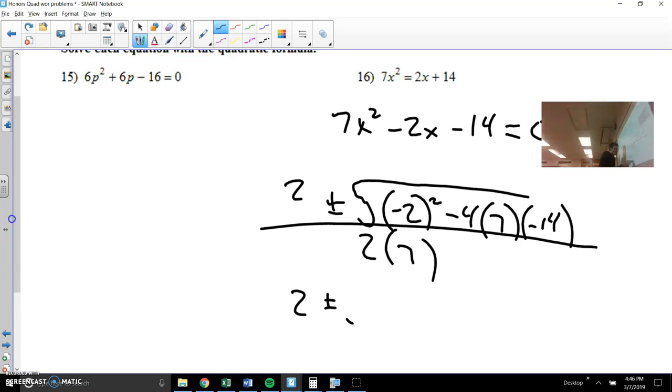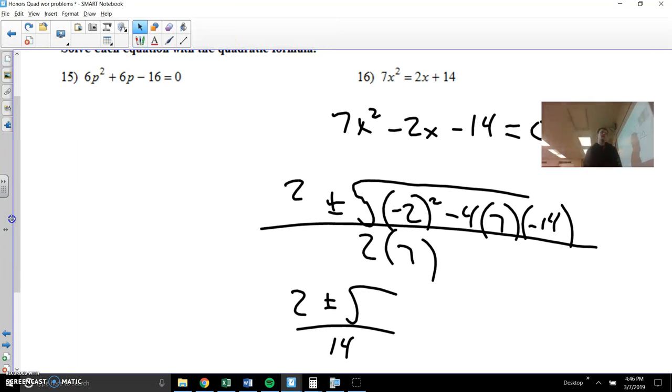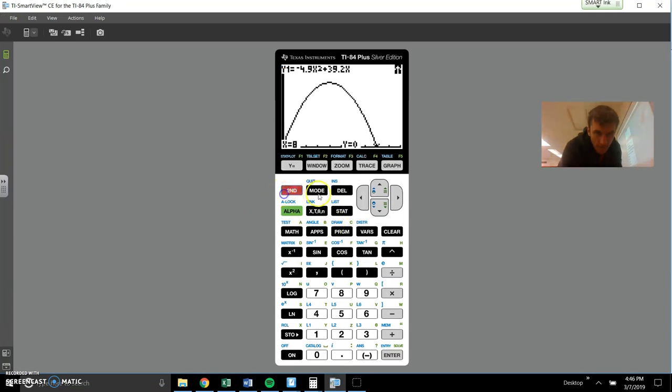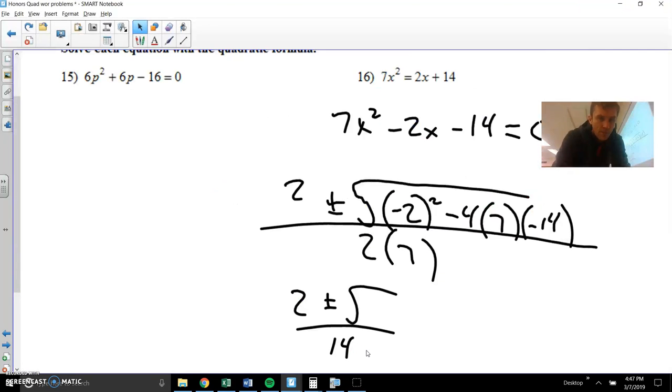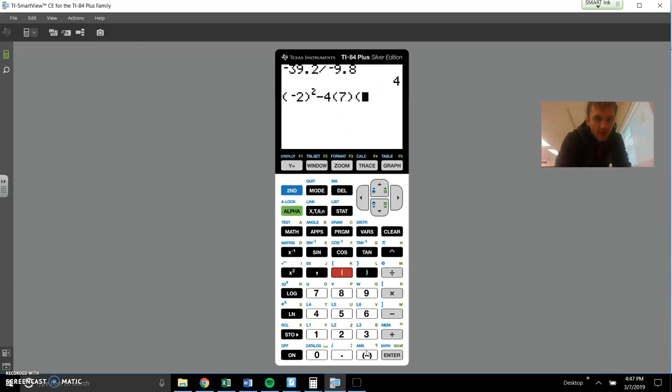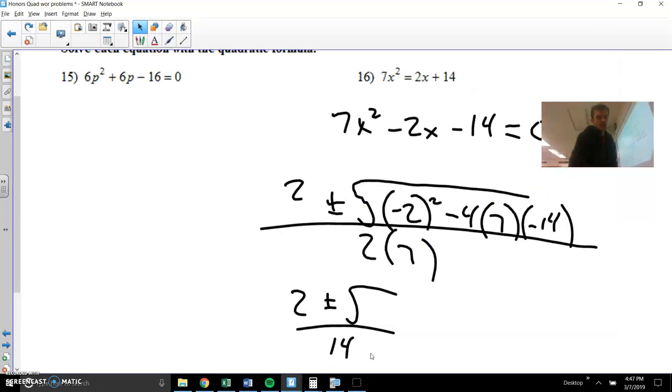So 2 plus or minus, I'm dividing by 14. And so let's see what negative 2 squared minus 4 times 7 and all that would give you. So we've got negative 2 squared. Very important that you put that in parentheses if you're going to let the calculator do all that for you. Putting in a 7, and then I'll also need negative 14. So it looks like my discriminant value is 396.